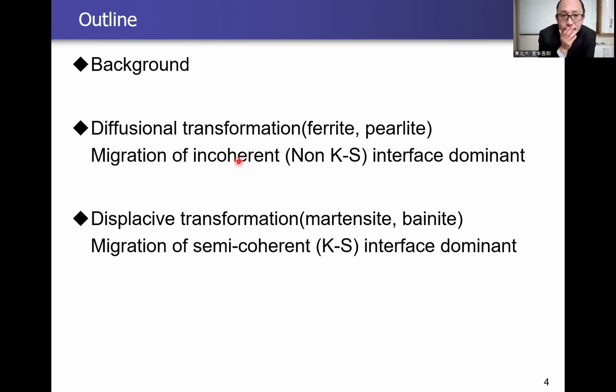So this time, I'd like to explain the background of crystallography, such as orientation relationship and variant. And I will talk on two different types of transformation. The one is diffusional transformation, and the other one is displacive transformation, such as martensite and bainite.